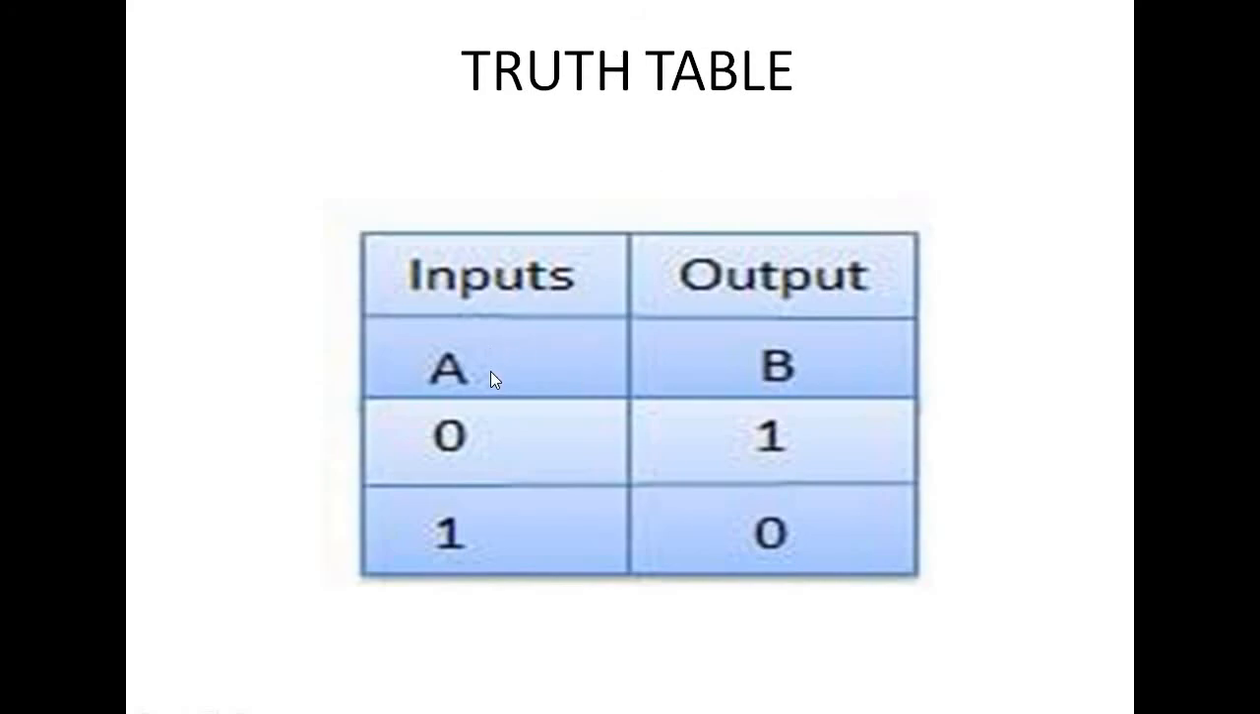And this is the truth table. If A is 0, the output is 1. If input is 1, output is 0. That means just the opposite. If input is high, output becomes low. If input is low, output becomes high.